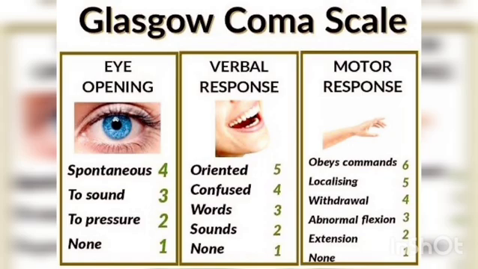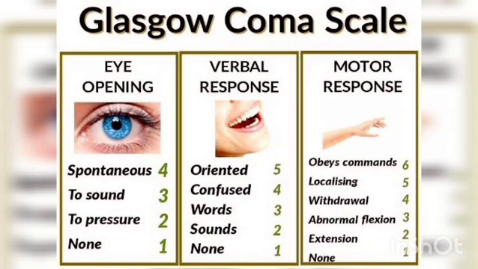Okay, next one is motor response, the most important part. Ask the patient to do something simple like show me your hand. If they follow, that's 6, that is the best score. If they don't follow but try to push away, it's 5. If they just pull away, we can give score 4. If there is abnormal flexion, you can give score 3. And if there is abnormal extension, that is 2. And if there is no movement, you can give 1 score.